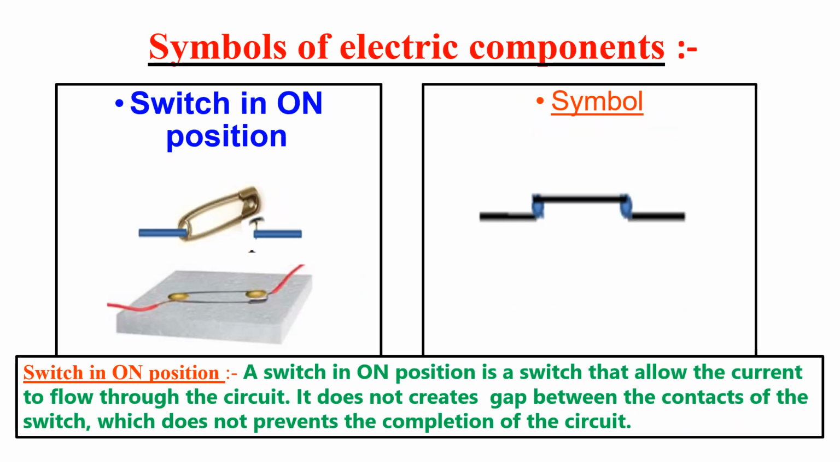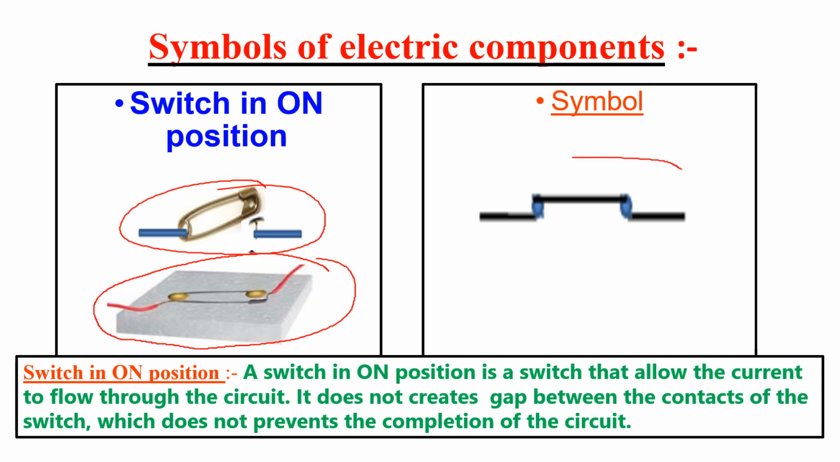The next one, switch in on position. When it's connected, you see here and here, and it is the symbol of the switch in on position. A switch in on position is a switch that allows the current to flow through the circuit. It does not create a gap between the contacts of the switch, which does not prevent the completion of the circuit. So it is your switch in on position.